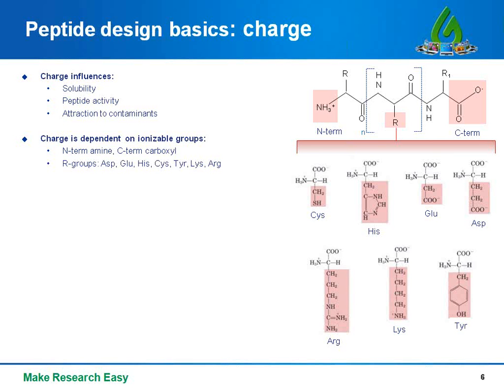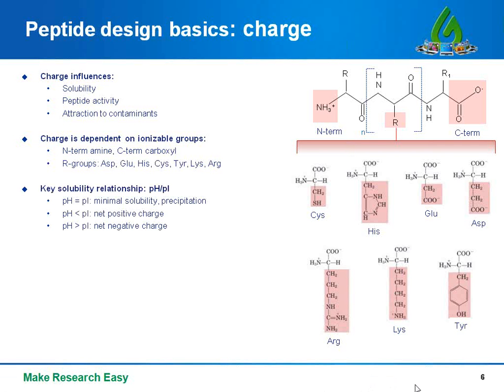Charge is dependent on the ionizable groups within your peptide. Those groups include the terminal groups, so the N-terminal amine and the C-terminal carboxyl group, as well as some of the R groups of the amino acid sequence. Aspartic acid, glutamic acid, histidine, cysteine, tyrosine, lysine, and arginine are all amino acids that have ionizable R groups, meaning they can gain or lose electrons. Whether or not an ionizable group gains or loses an electron is based on the pH of its surrounding environment.